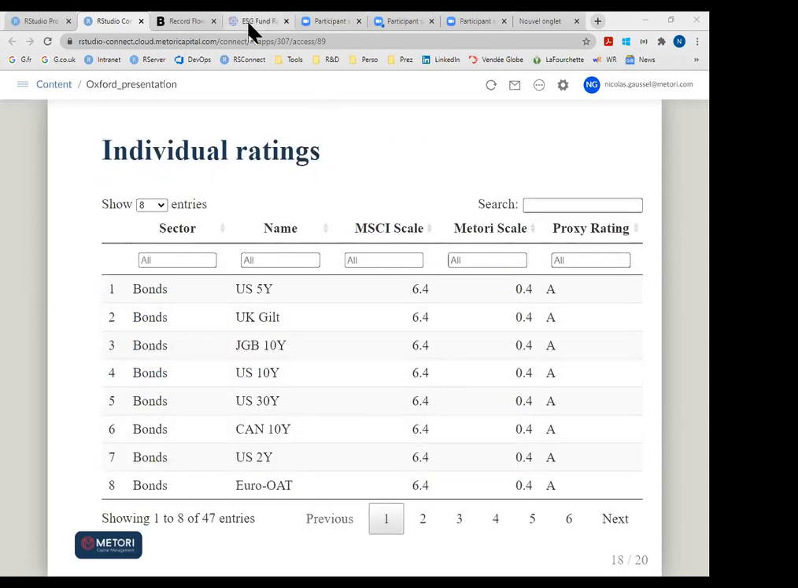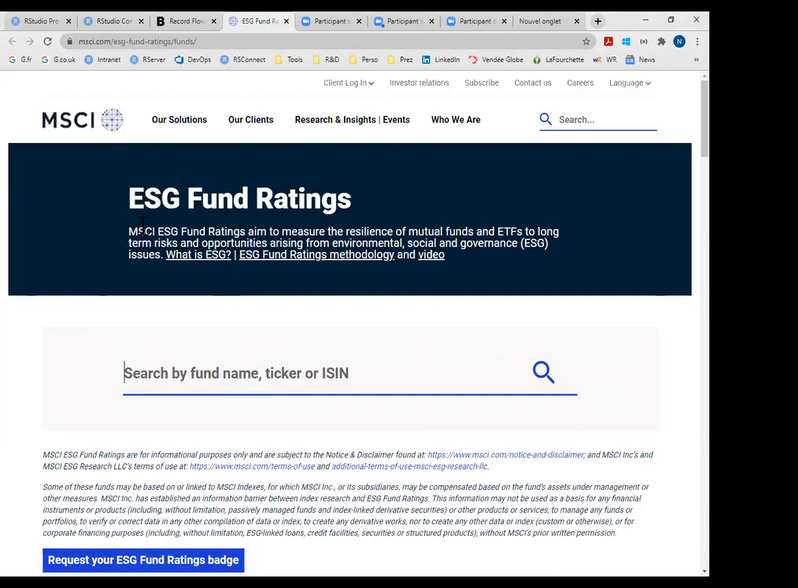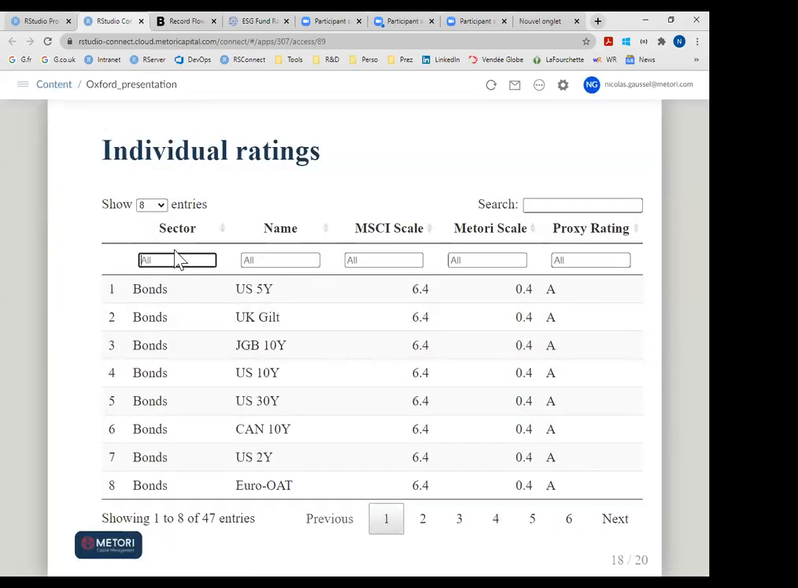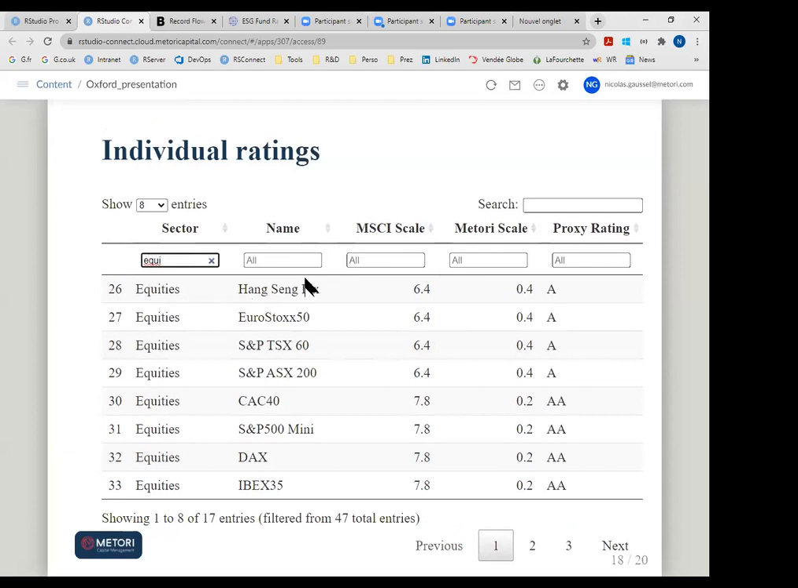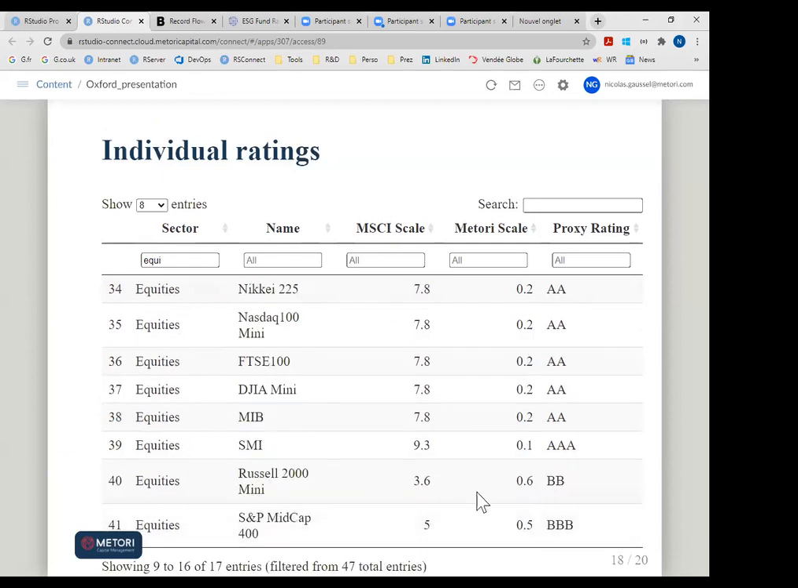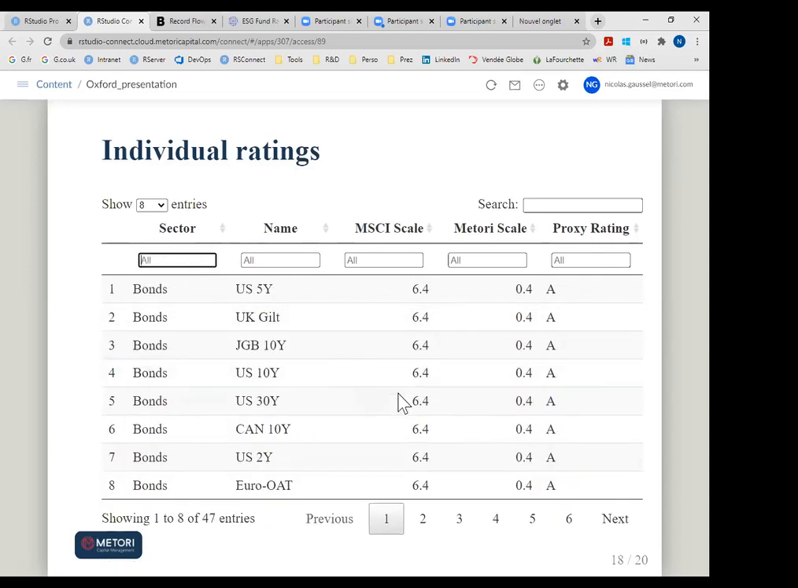So what did we do? We went on this MSCI website, and let's say I can take equities here. The Hang Seng Index, according to MSCI, is rated A in terms of ESG rating. Eurostoxx 50 A, CAC 40 AA. And what you can see here is that B, double B, triple B are the small caps. Small and mid caps do not have a good ESG rating according to MSCI. We also have other things: bonds, currencies, whatever.